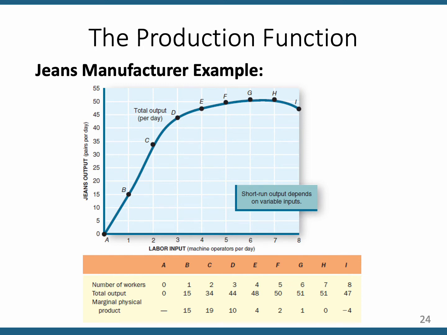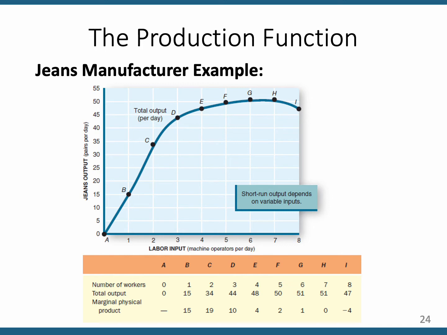So when you're looking at that curve on the graph, you can see it's going uphill. That means it's an increasing function. As you hire more workers, output increases, but it increases by smaller amounts. This is a function that increases at a decreasing rate. The rate at which it increases is the marginal product.